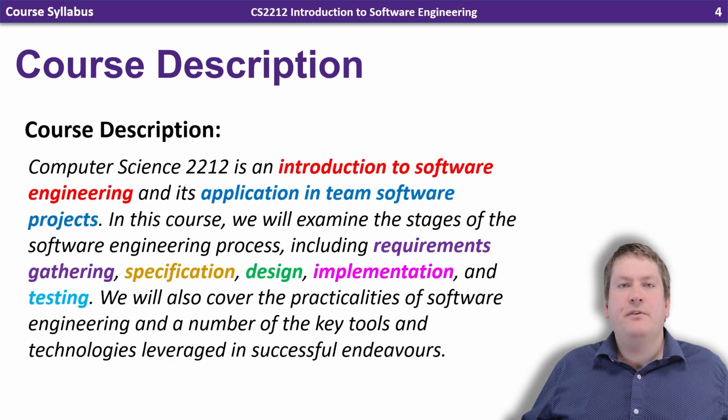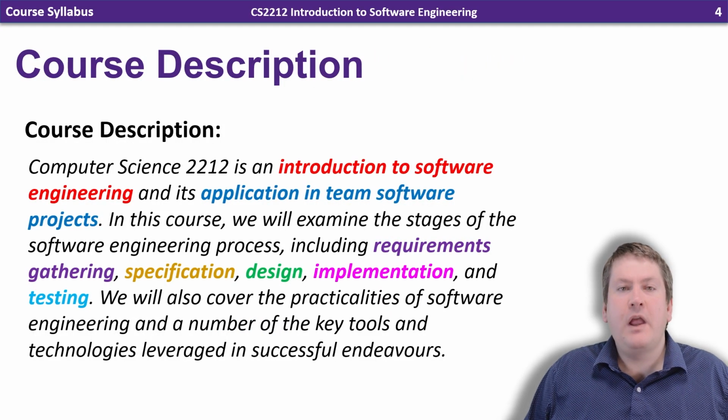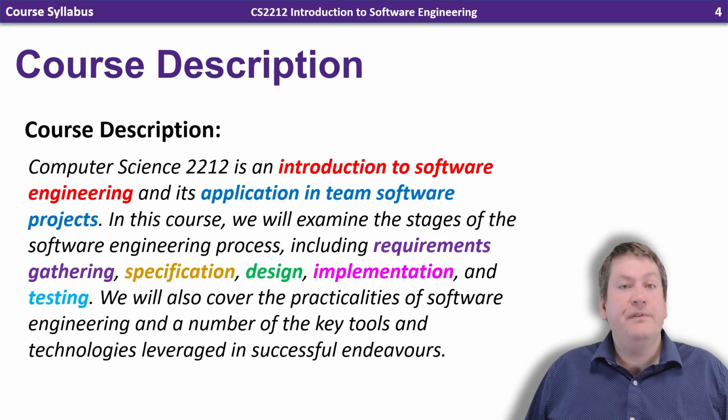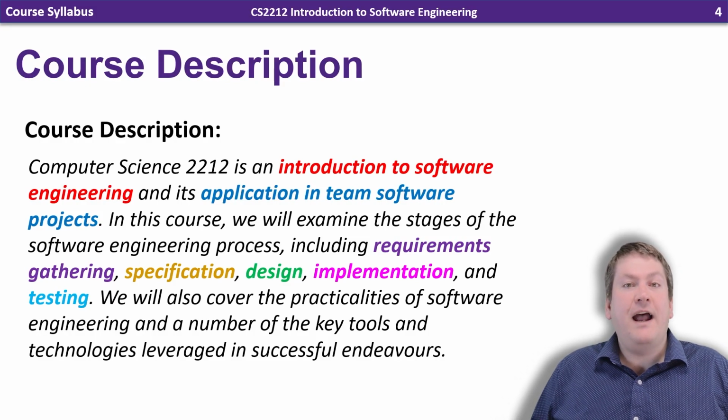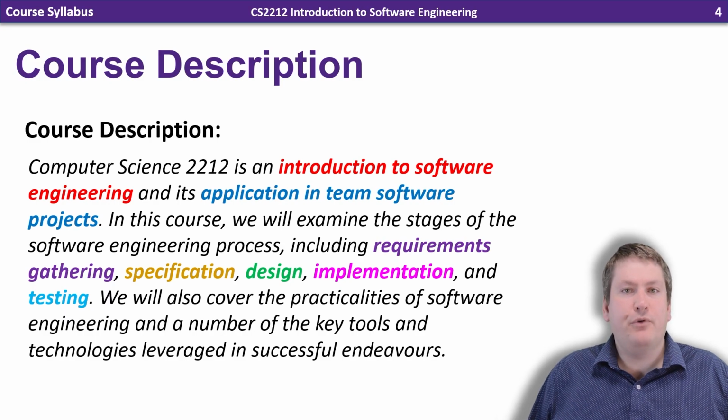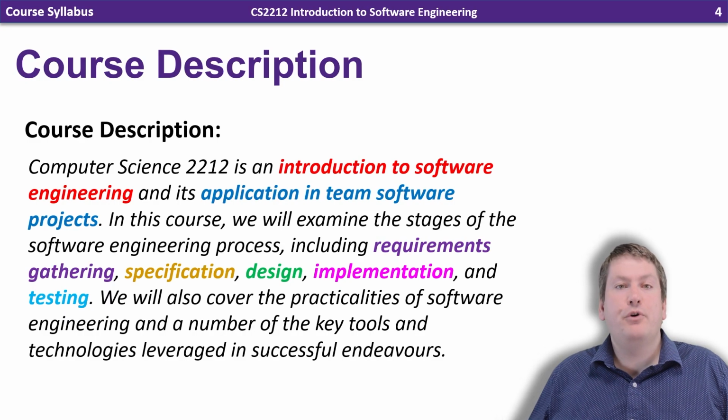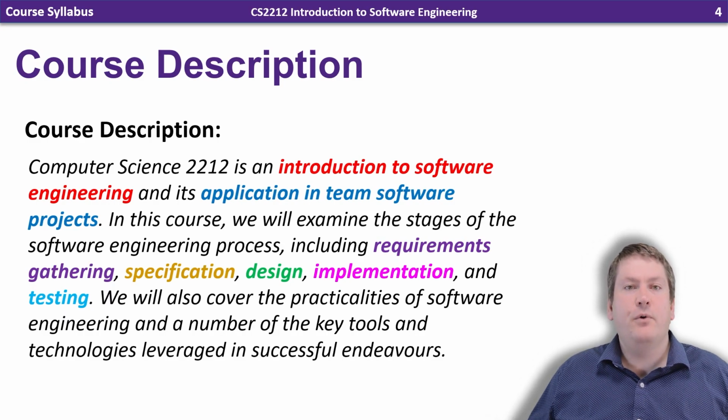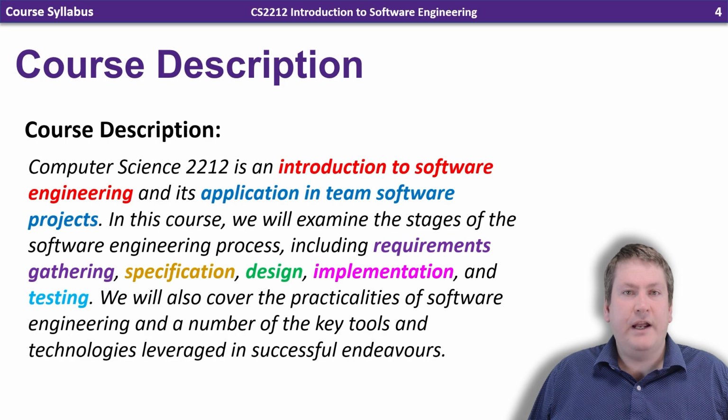So what is this course? What have you gotten yourself into? Well, Computer Science 2212 is an introduction to software engineering and its application in team software projects. And that team software project element is going to be a big part of this course. This is a project course, and you are going to be working with a team on a specific software project.